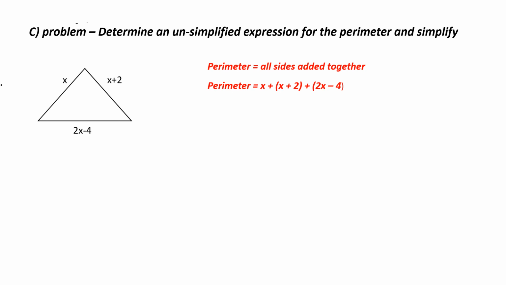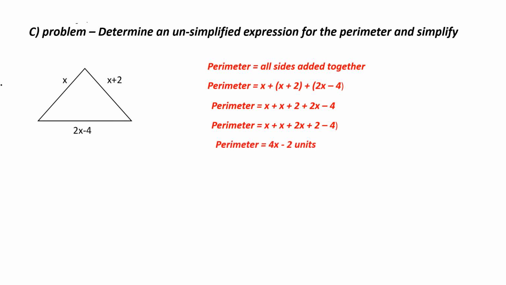Now, I am adding, and there's no number in front of each bracket, so there are no consequences to me removing the bracket. I don't have to worry about changing any signs. At this point, I'm going to collect my like terms. I have 3 terms that have x's, and I have 2 terms that are constants. So x plus 2x is 4x. 2 minus 4 is negative 2.